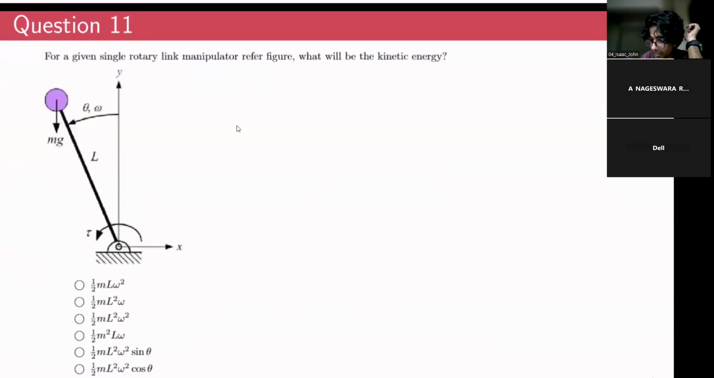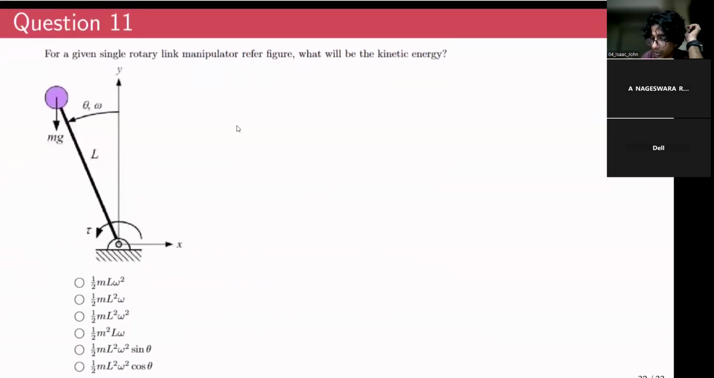And for question 11, for a single rotary link manipulator in the figure, what will be the kinetic energy? So kinetic energy of a point mass is nothing but half mass multiplied by its velocity squared, half m v square. But then how do you find the velocity?